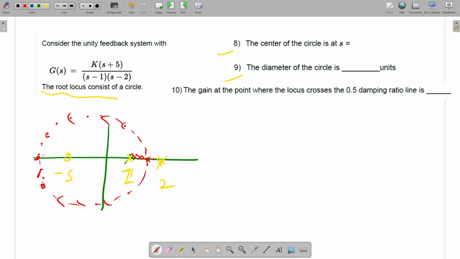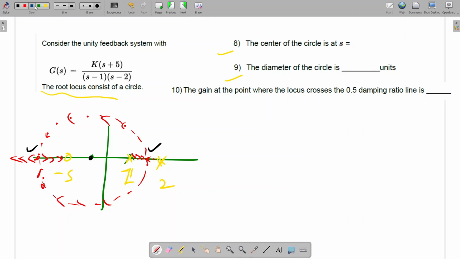Again, this is the break-in point, so it will go towards 0, and 1 will go towards here. So this is a circle. We have to find the center of the circle and the radius of the circle. Okay, so how can we find it? If we find the breakaway point, if we know this point and this point, then we can calculate the diameter of the circle, and then the radius and this point also we can calculate.